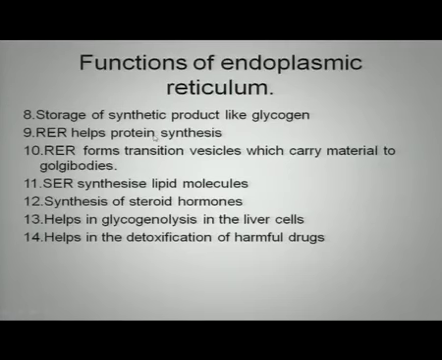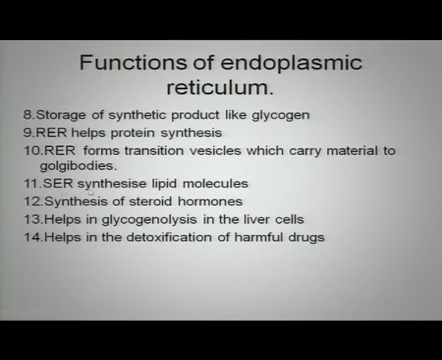Since the ribosomes are present on the surface of the rough endoplasmic reticulum, it helps in protein synthesis. Then the rough endoplasmic reticulum forms transition vesicles which will carry the different materials to the Golgi bodies. So, from the rough endoplasmic reticulum, materials are transported to the Golgi bodies through these transition vesicles.